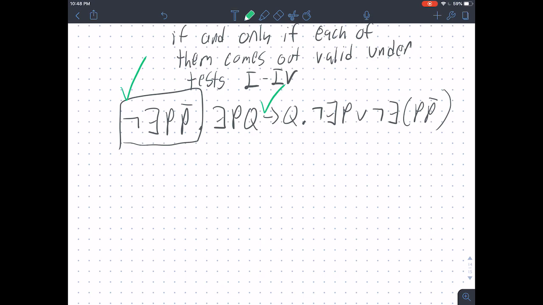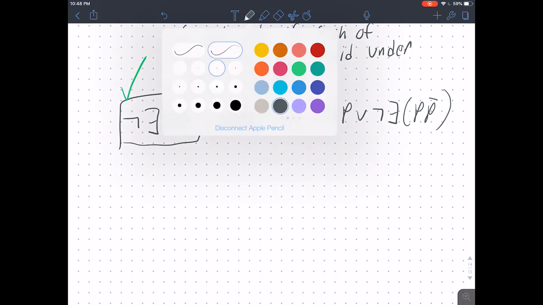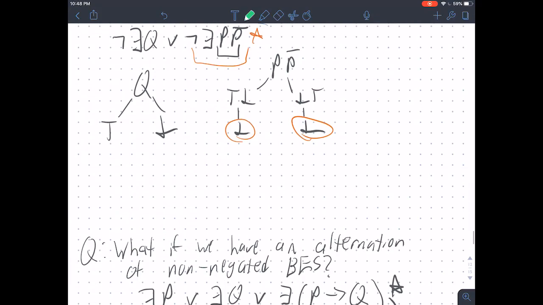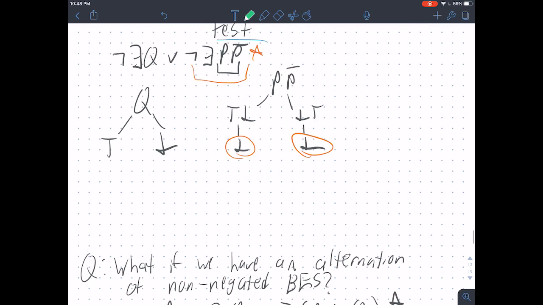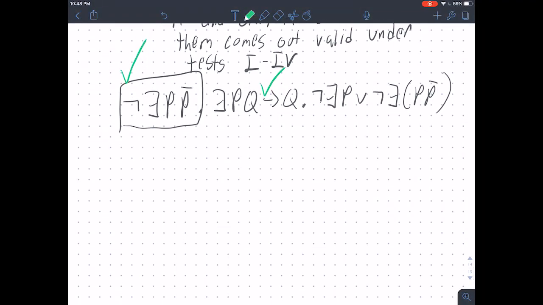So then this last one, I'm not going to do the full truth value analysis, but remember our third law: an alternation of negations of Boolean existence schemata is valid if and only if one of those negations meets the above validity test. Well, this is one of the negations that's in this alternation of negated Boolean existence schemata. And we already know, because we just did the truth value analysis, that the term schema is going to be inconsistent. So the negation is going to be valid. So, ta-da!